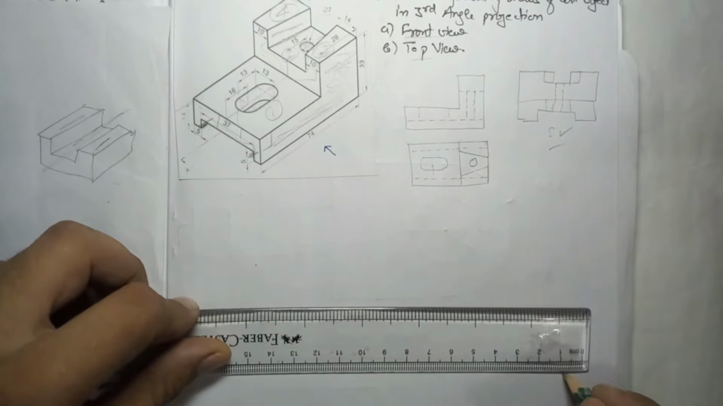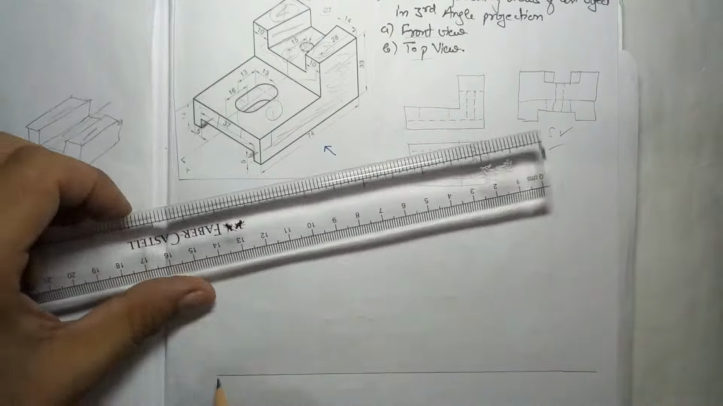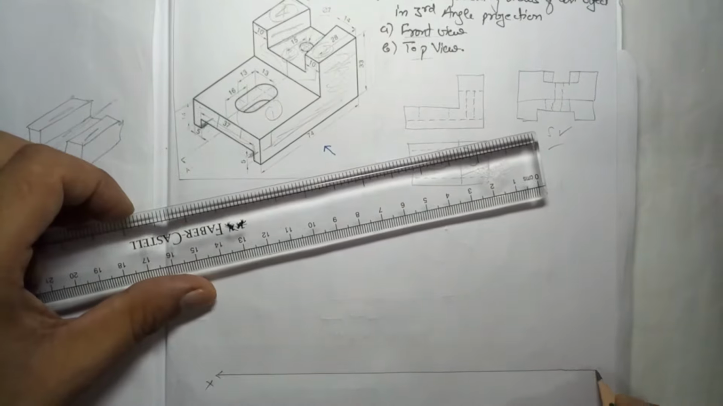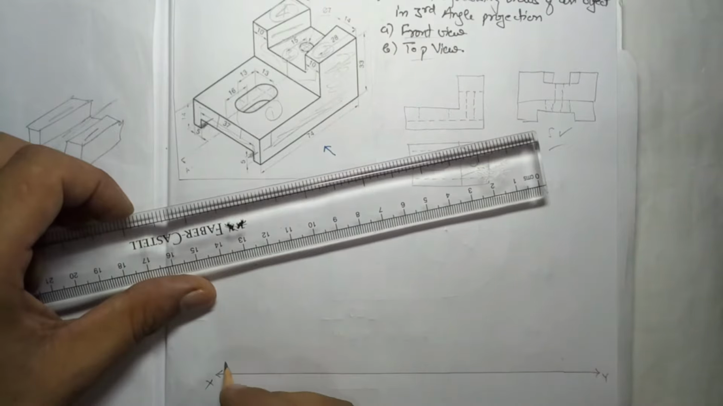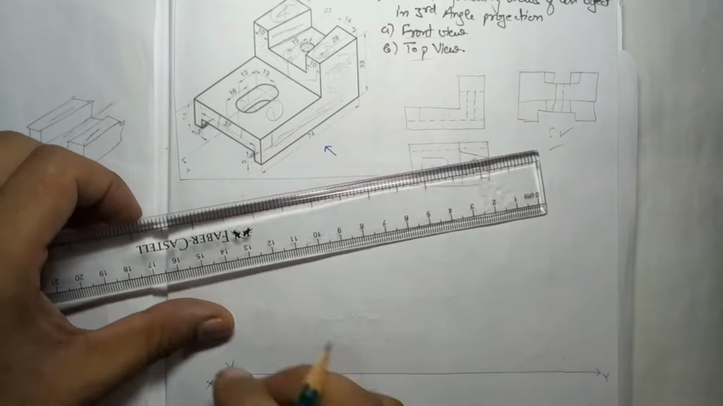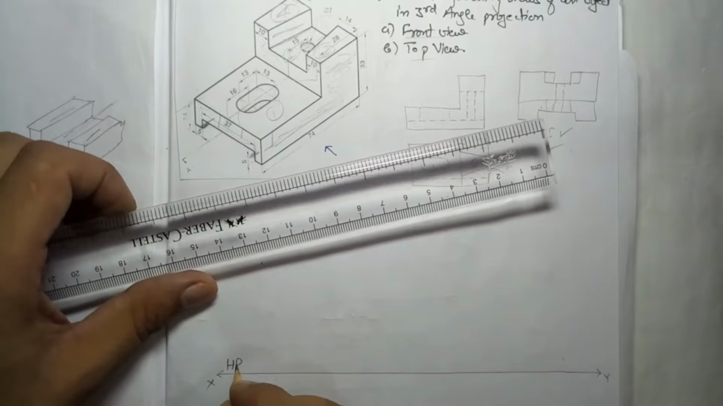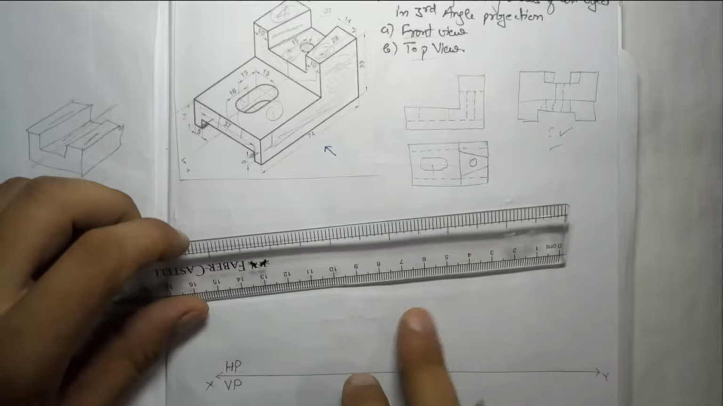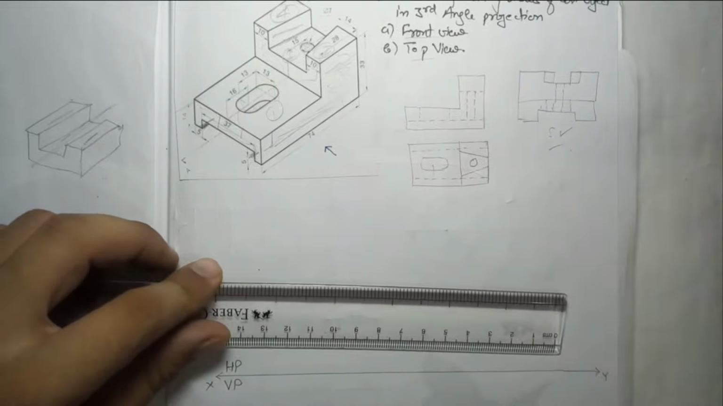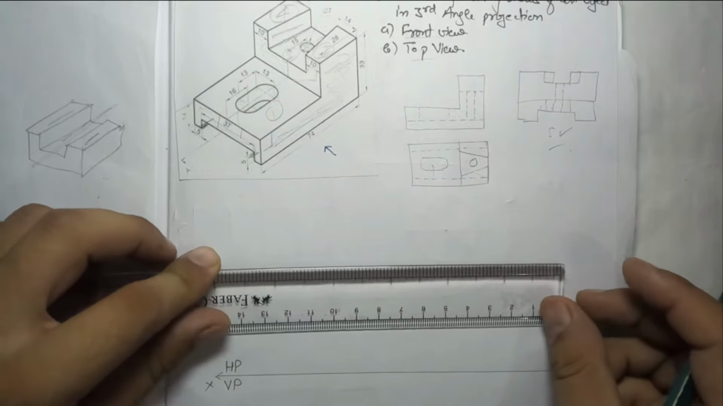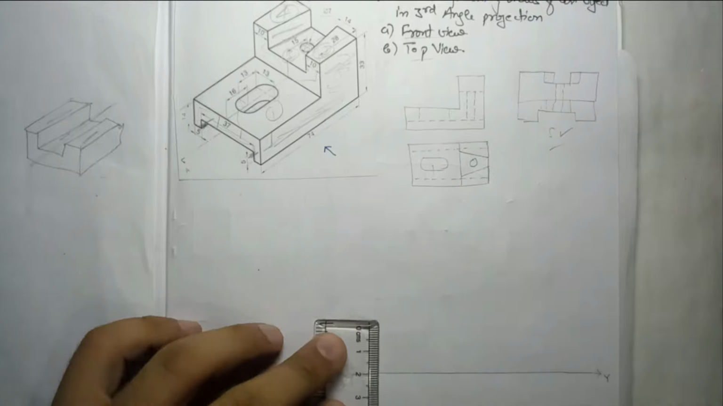Okay, so we draw the XY axis. Try to take a big axis so that our diagram should come inside. So this is XY. Now this is the third quadrant. It should be HP, because third quadrant HP above, VP below. Now we will draw the top view here as in the third quadrant.